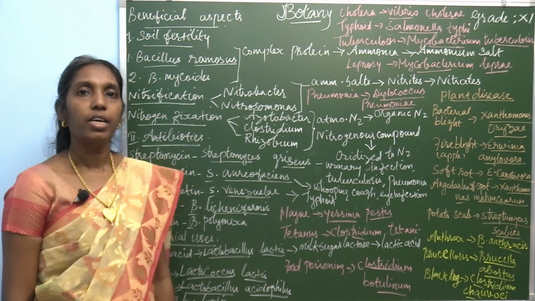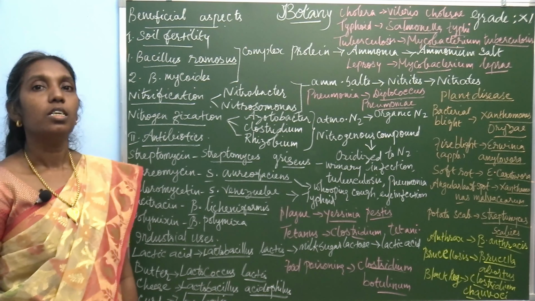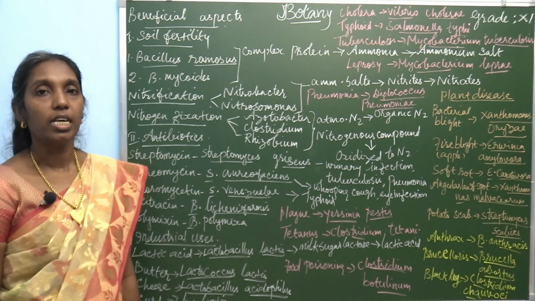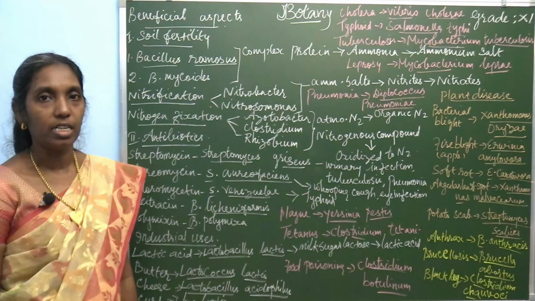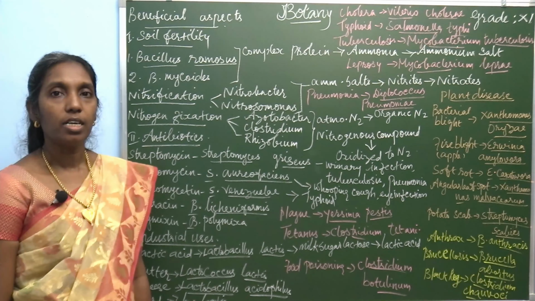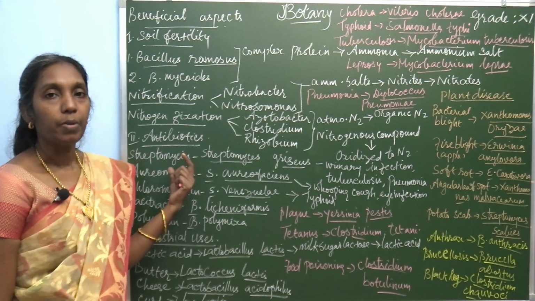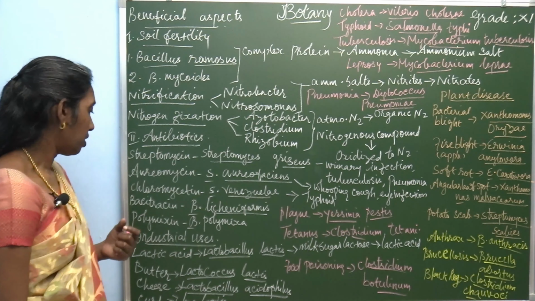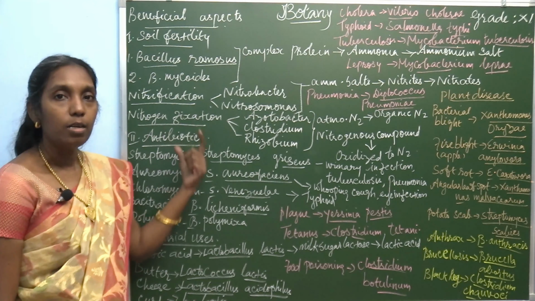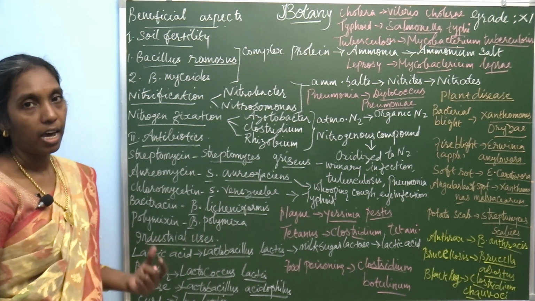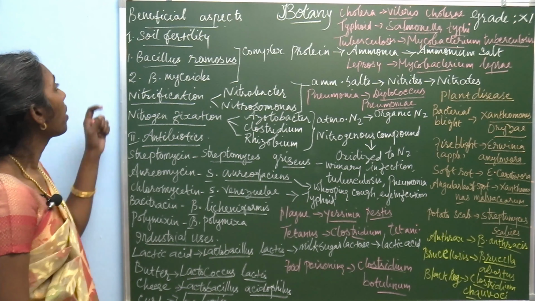Bacteria play a very important role in soil fertility, which increases the soil fertility, and it is used in the industry, and it is helpful for the preparation of antibiotics. So, how it helps in various aspects, let's see one by one.